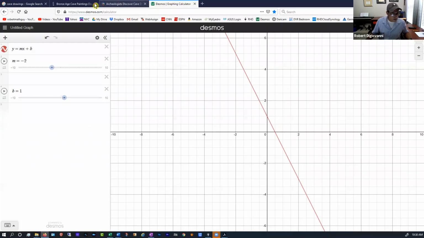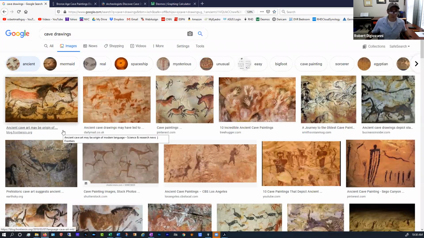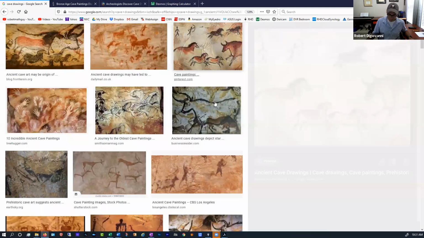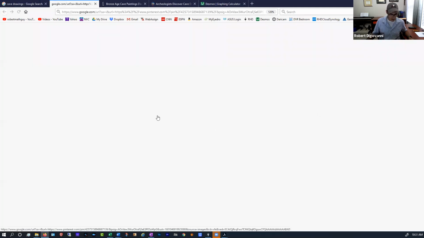So I went up onto Google and I asked Google to show me some cave drawings, some drawings that were done thousands and thousands of years ago by human beings on the inside of caves. And they like to draw animals, horses, and pictures of themselves trying to kill those animals for food, right? Got a little arrow here. And these drawings are pretty old. Let's just pick one of these. I'll pick this one. Let's see if we can see how old this is.